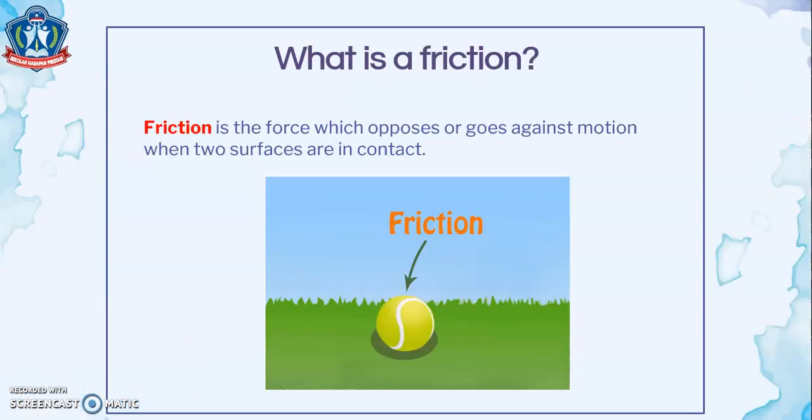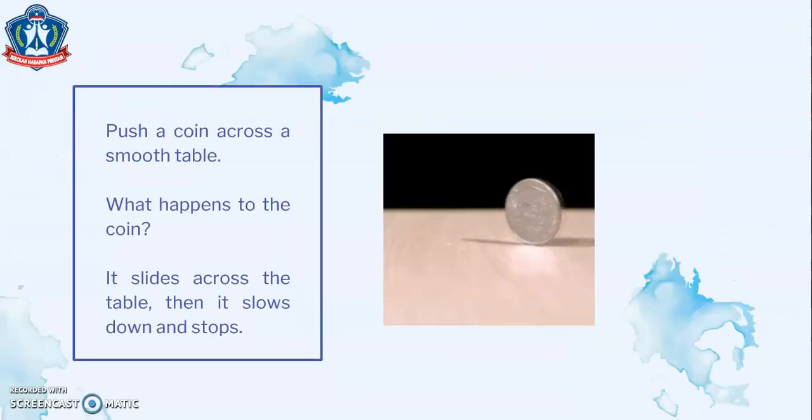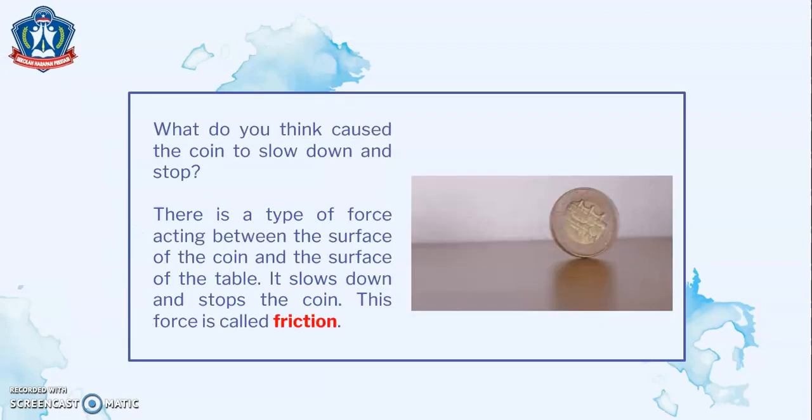What is friction? Friction is the force which opposes or goes against motion when two surfaces are in contact. Push a coin across a smooth table. What happens to the coin? It slides across the table, then it slows down and stops. What do you think caused the coin to slow down and stop? There is a type of force acting between the surface of the coin and the surface of the table. It slows down and stops the coin. This force is called friction.